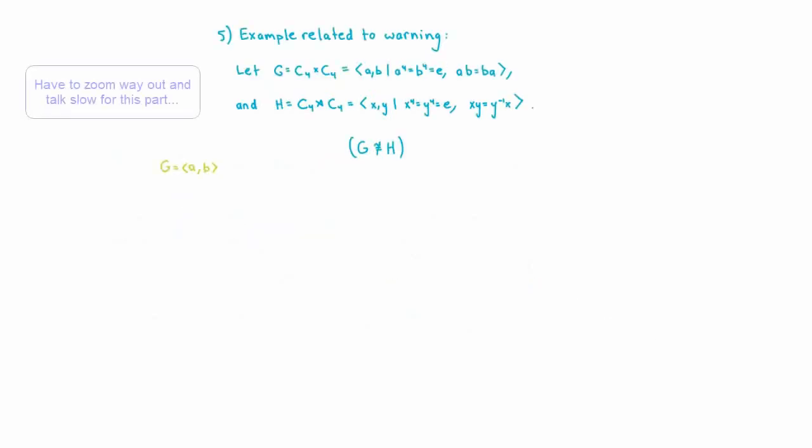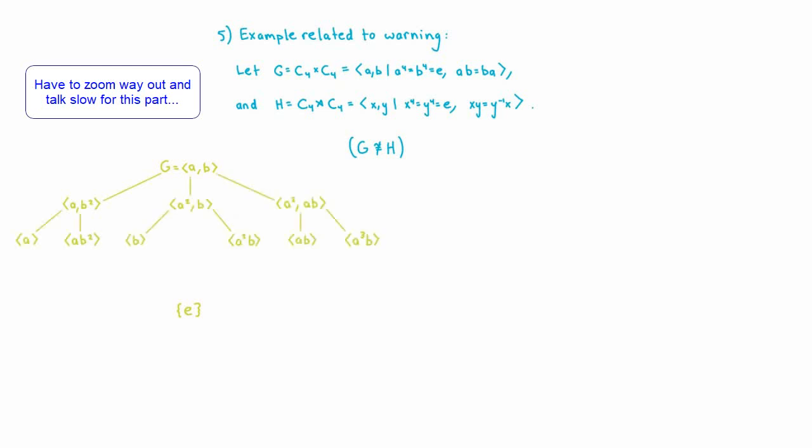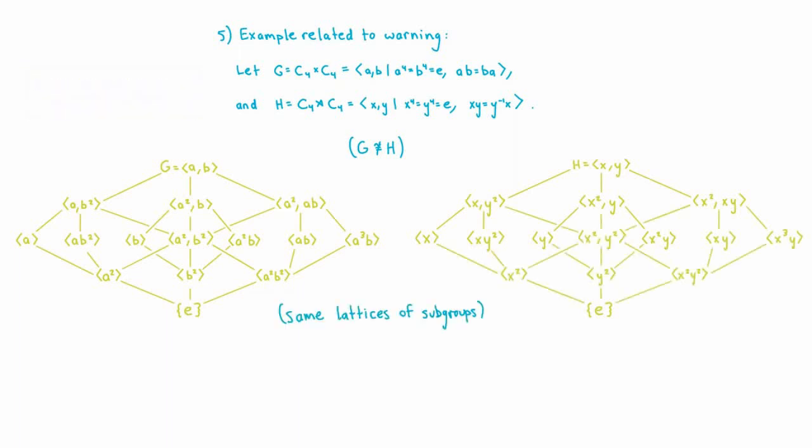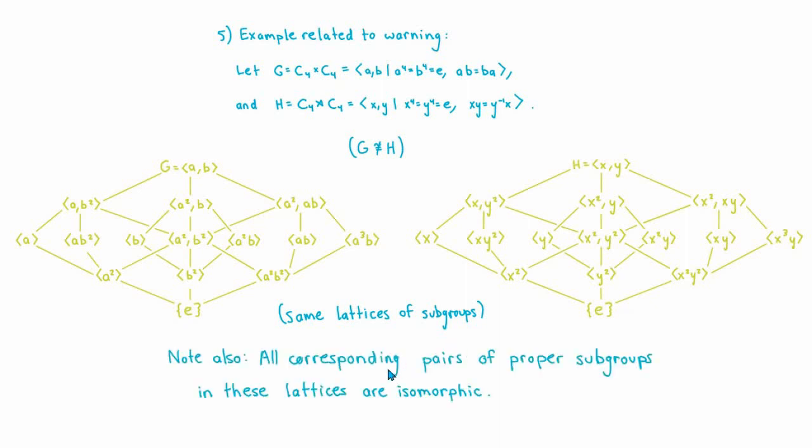Okay, well, now I'm going to leave it to you to check that the lattices of subgroups of these two groups are actually the same, and this is something that took me a long time. But in the end, you're going to find out that the lattices of these two groups are actually the same, even though they're non-isomorphic. And in fact, not only do corresponding subgroups here have the same orders, but it also turns out that all corresponding pairs of proper subgroups in these lattices are isomorphic. Except, of course, the top two groups here. G and H are the only pair of corresponding subgroups here which are not isomorphic to each other.